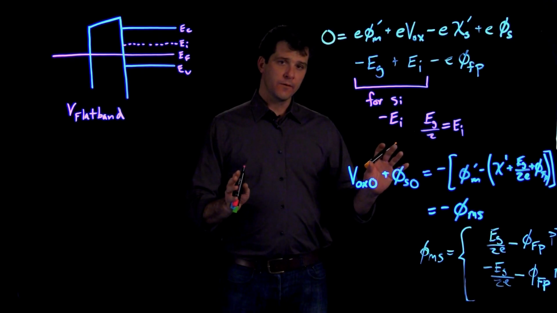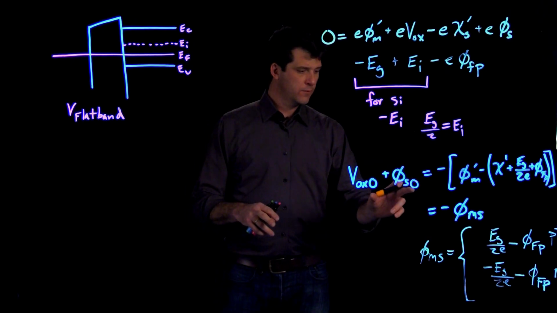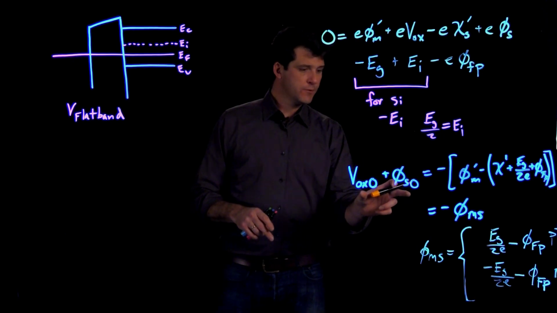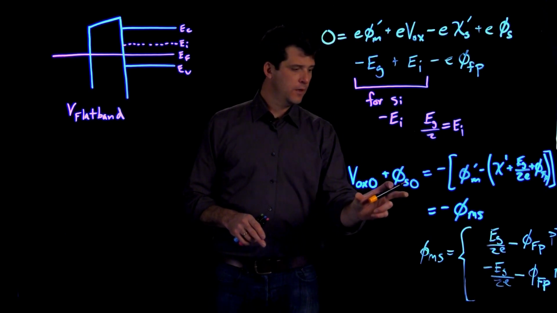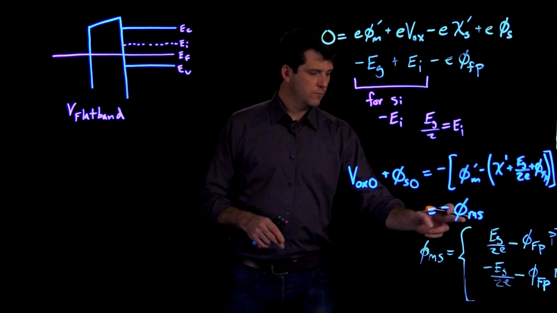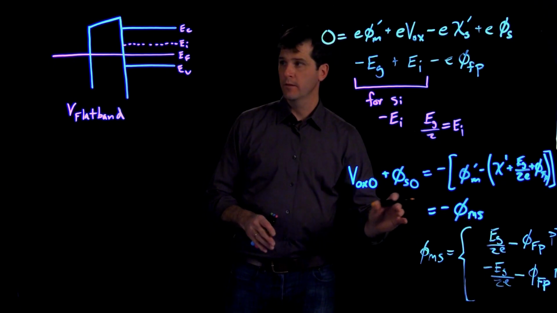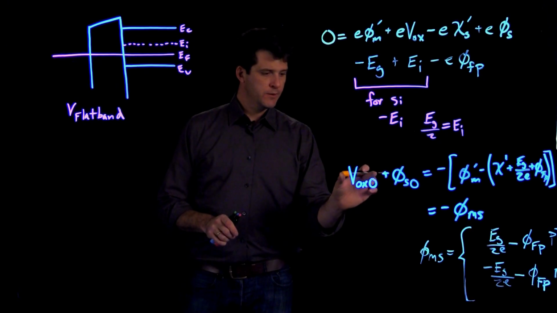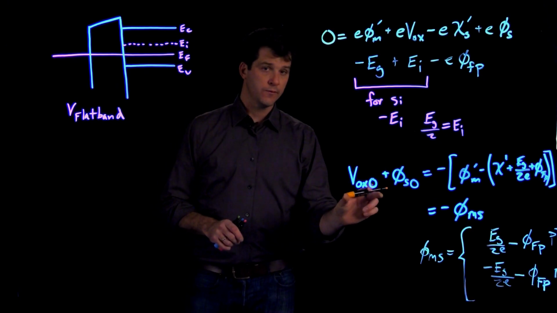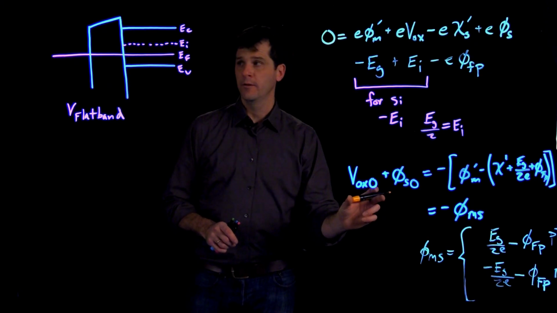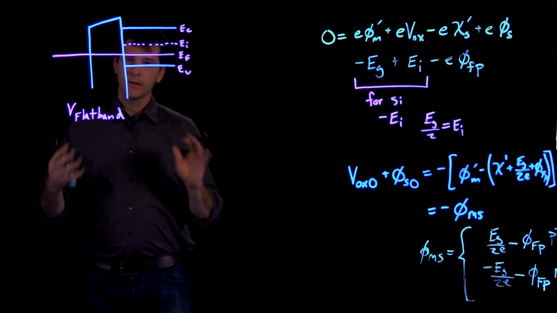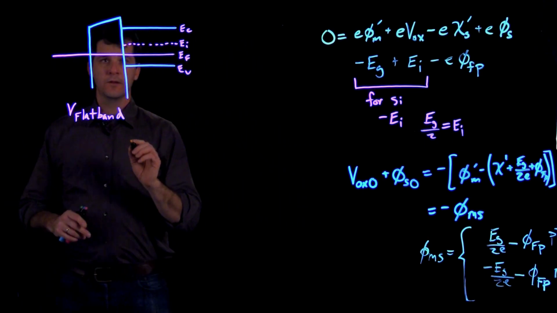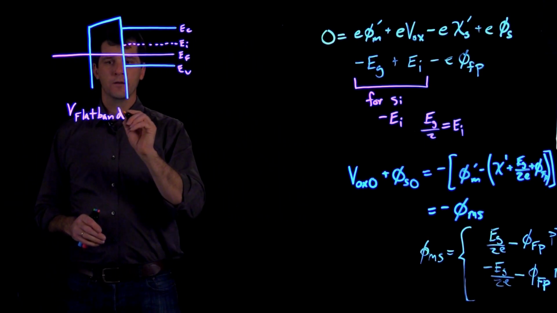Now that we've got these equations relating the voltage drops in the semiconductor and the oxide to the metal semiconductor work function difference, let's massage these equations a little bit and get an expression that we can use for this V oxide, because as of now it's unknown. So we're going to get at this through the capacitance in the oxide.